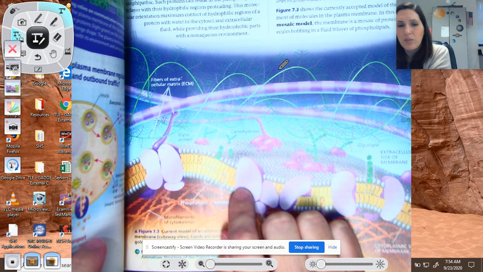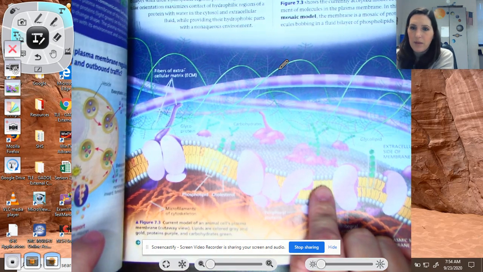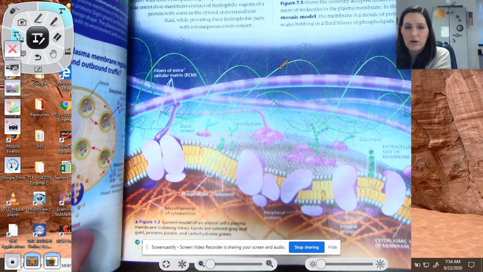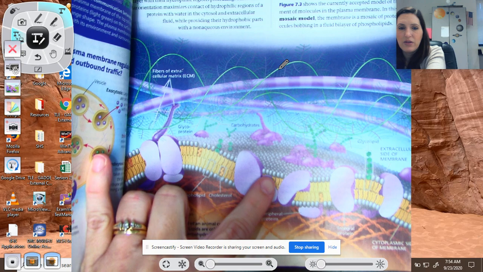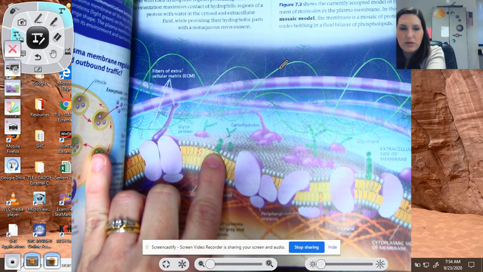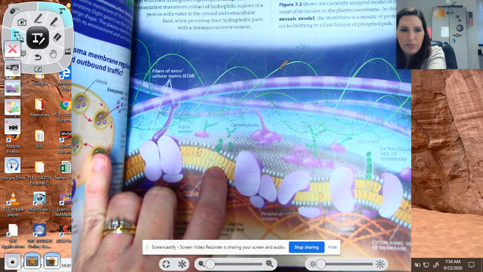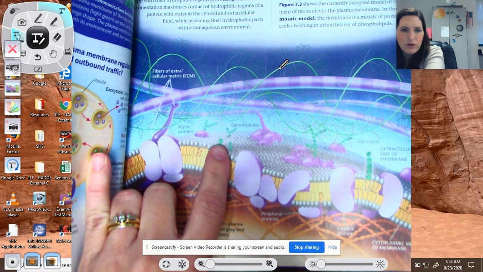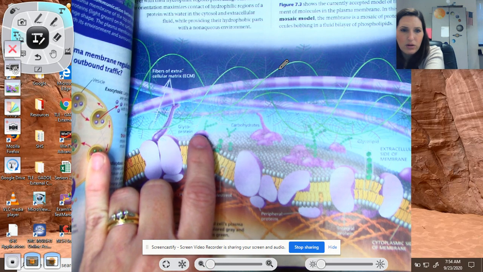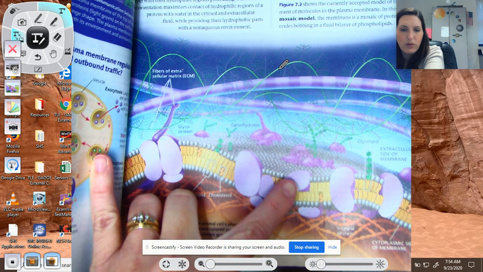All right, I hope you can see this page. This is page 127 in your book. I got a weird glare here, so I'll put my hand up. Okay, so you can see these little white things are the phospholipids, the phosphate heads. The yellow are the lipids. You see the cholesterol in the middle. You see the carbohydrate chains poking out. And then these are those proteins that are stuck throughout the membrane.